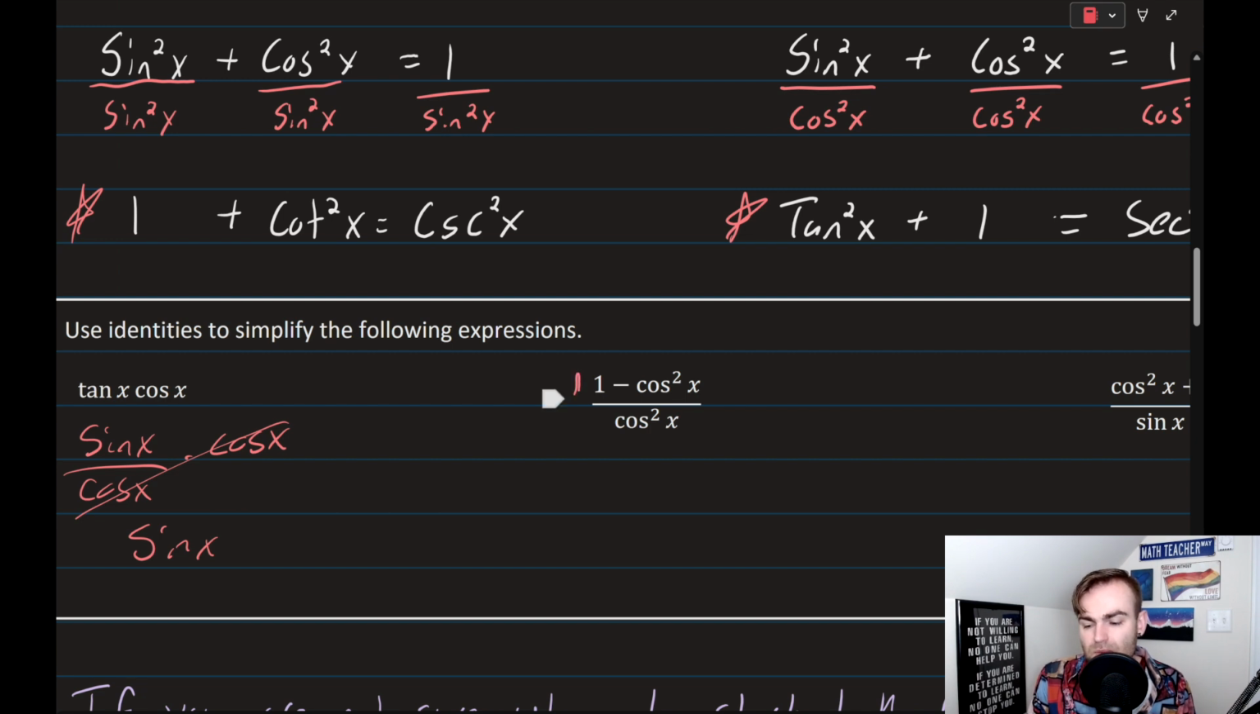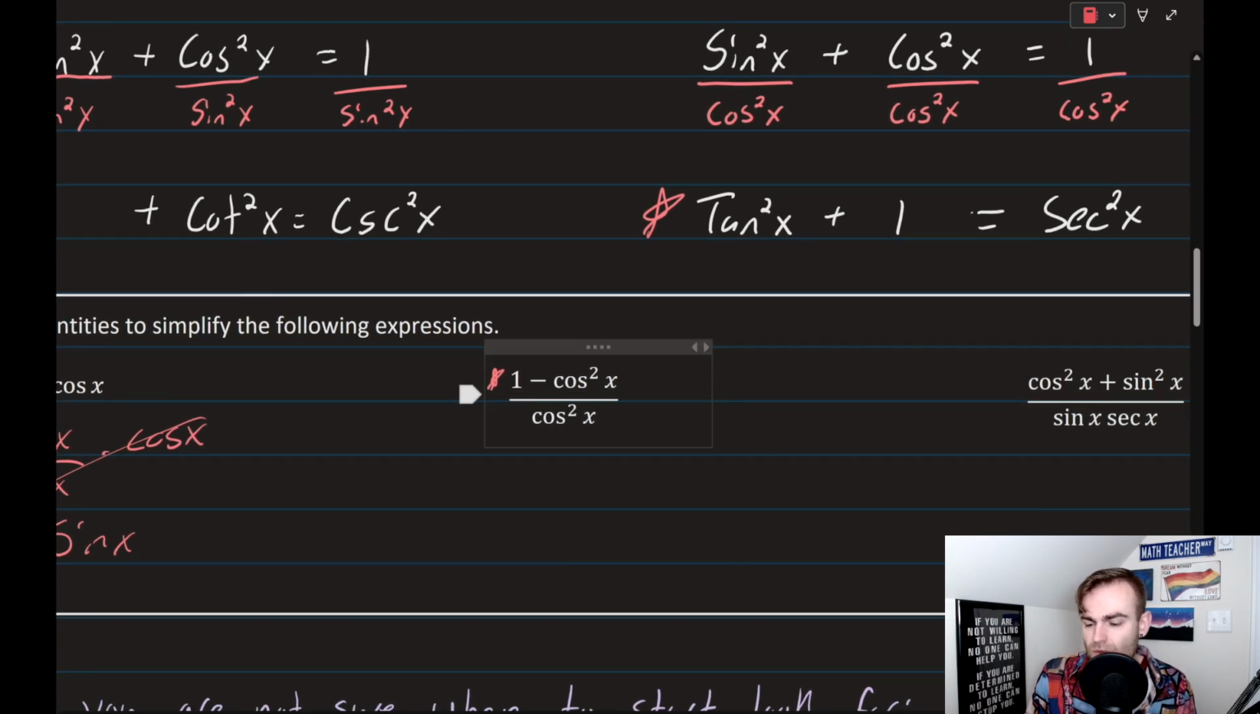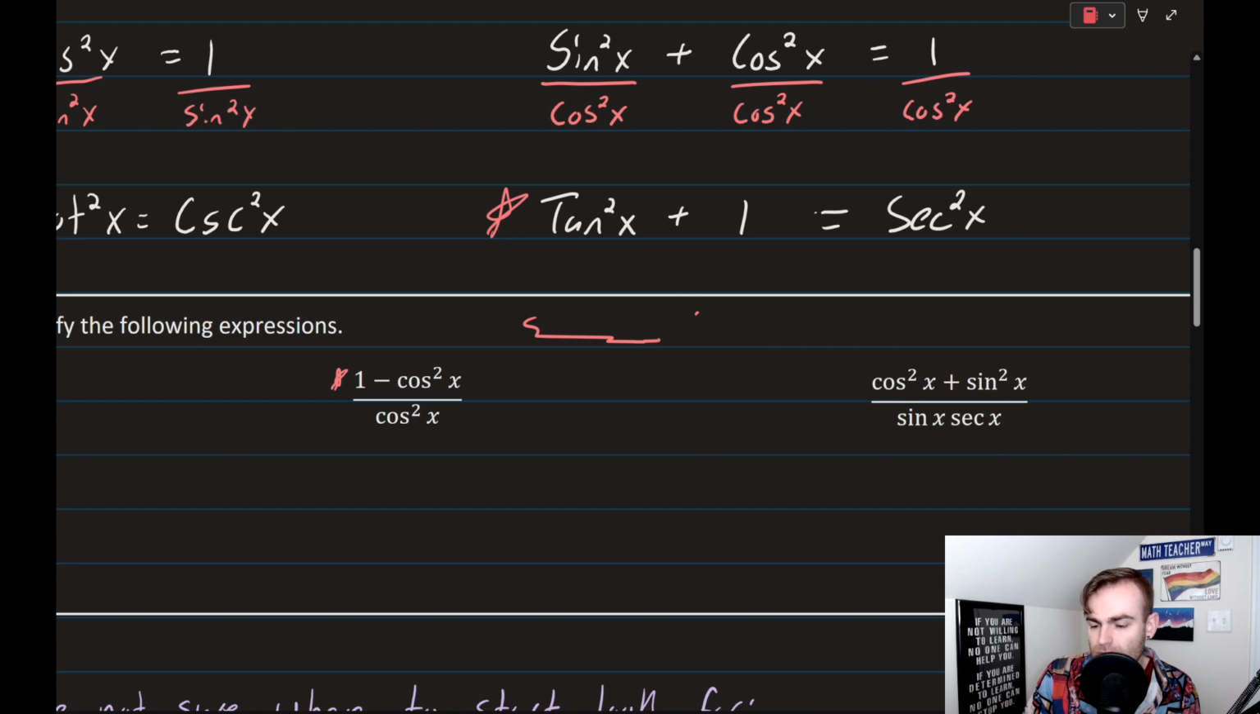This one here looks like a Pythagorean identity. If you see anything that has squares and ones, or addition or subtraction, think this could probably be Pythagorean. So which one uses cosine squared and 1? We have sine squared plus cosine squared is equal to 1. We technically have variables on those. Well, 1 minus cosine, what happens if I subtract cosine squared from both sides? I get sine squared x is equal to 1 minus cosine squared x.